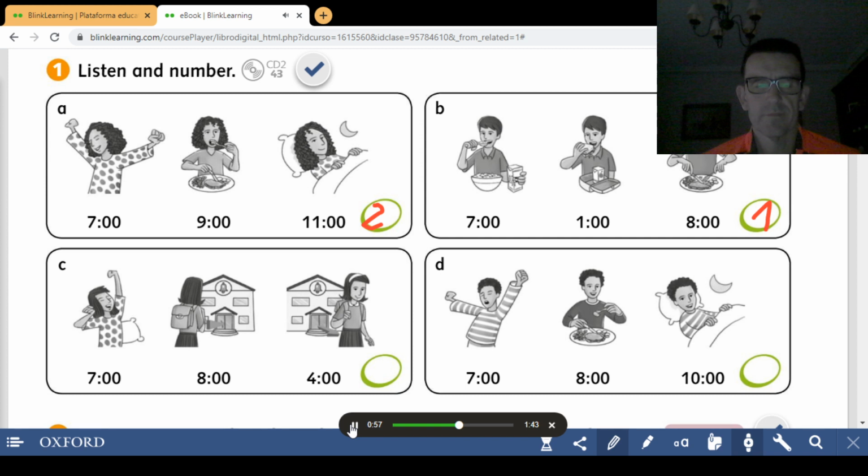So this is the number 4. Well, can you see? It's not very difficult. It's not a complex activity. It's very simple. Okay? The only thing is pay attention to the clues that you have during the listening.